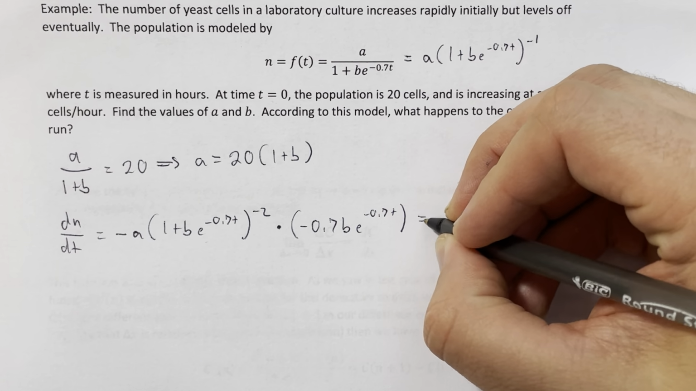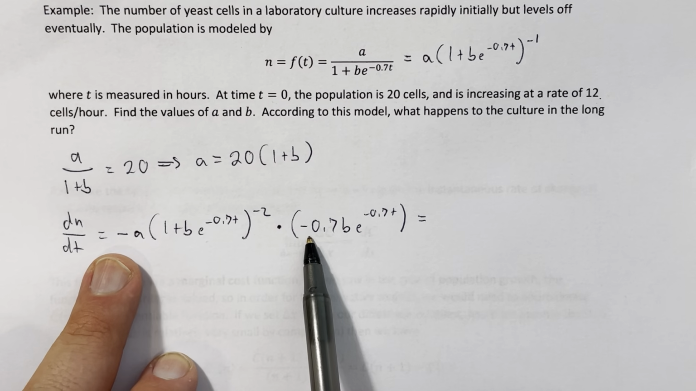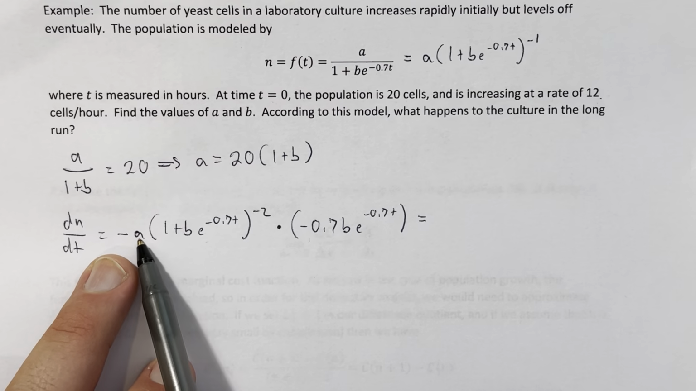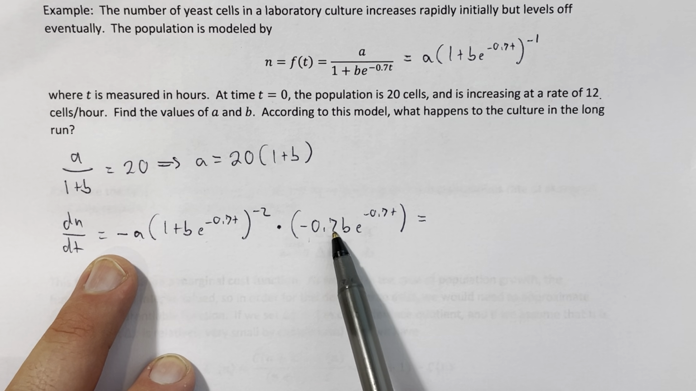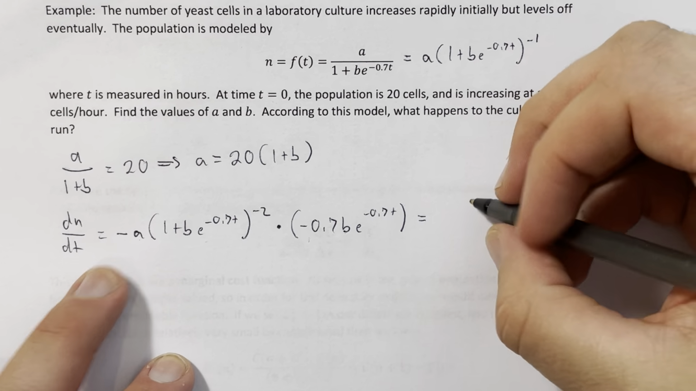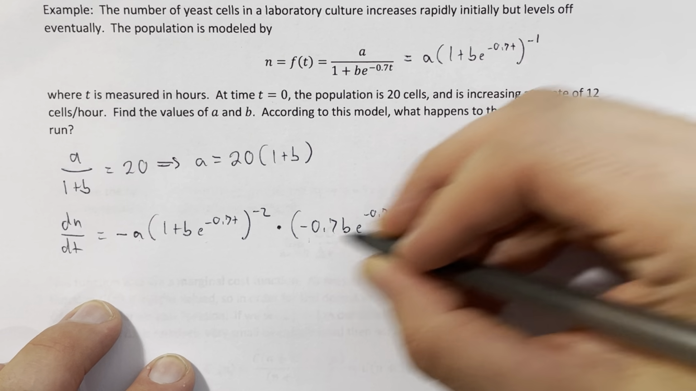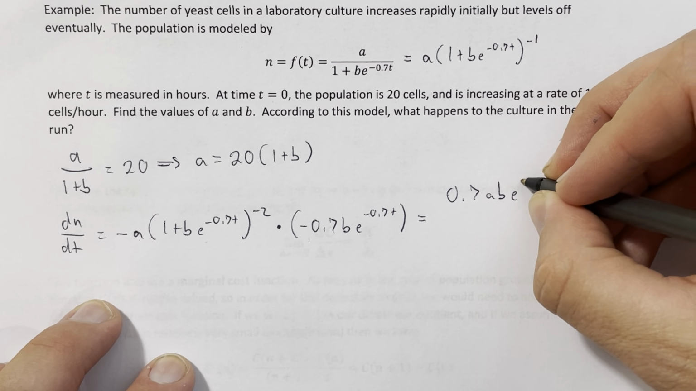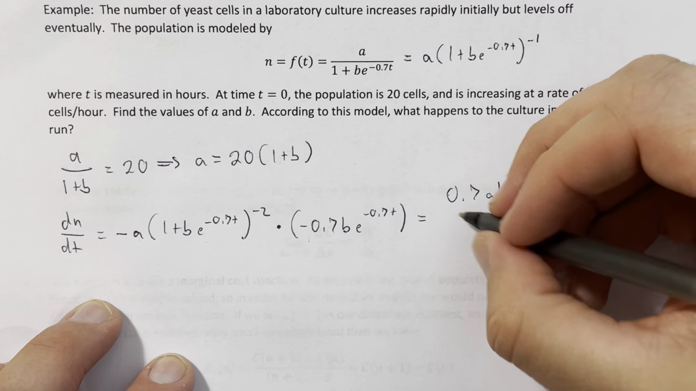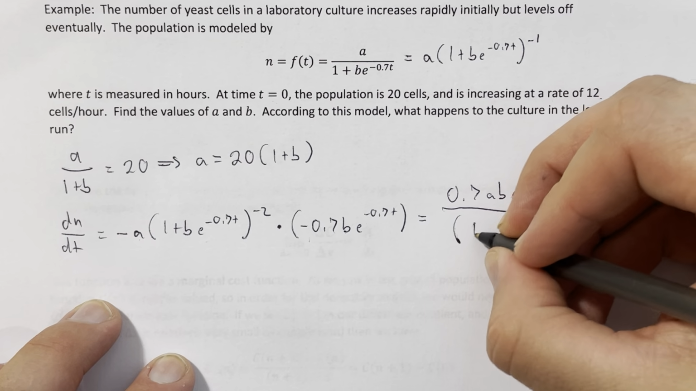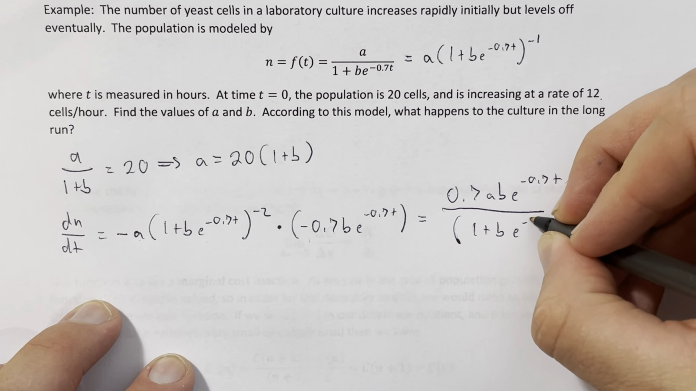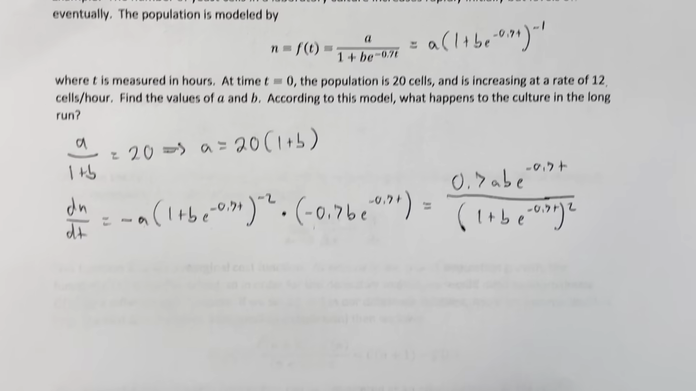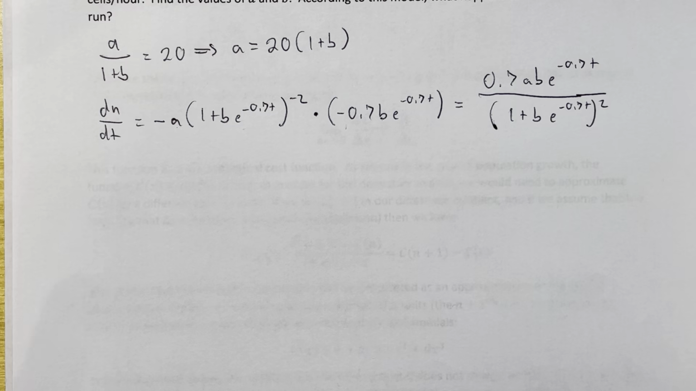Let's write that as a quotient, though. Notice that this negative and this negative will cancel each other. Everything's being multiplied here, so I'm going to get a positive out of that. The negative is gone. Positive 0.7 a b e to the negative 0.7t over (1 plus b e to the negative 0.7t) squared. Okay? So that's what dN/dt is equal to.